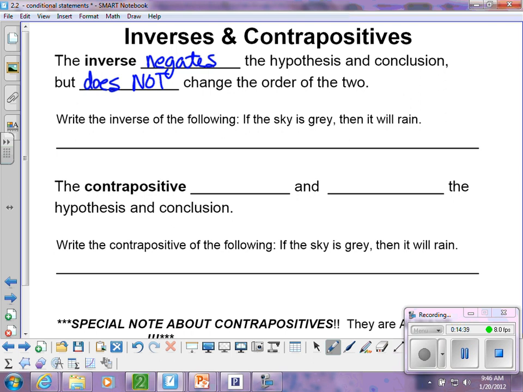So write the inverse of the following. If the sky is gray, then it will rain. Do they have knots in them already? No. So you don't have to worry about taking them out, right? You just put one in. So if the sky is not gray, then it will not rain.